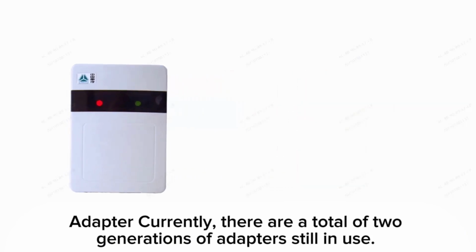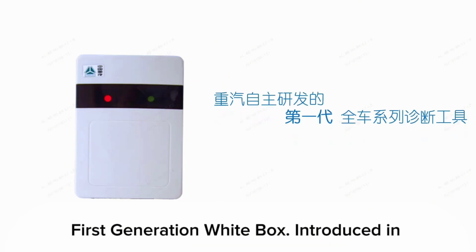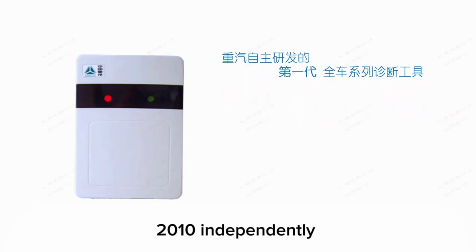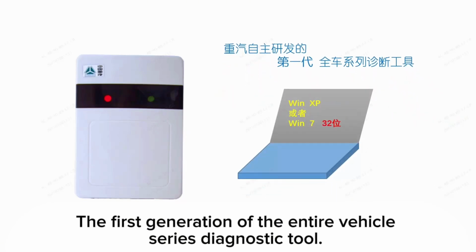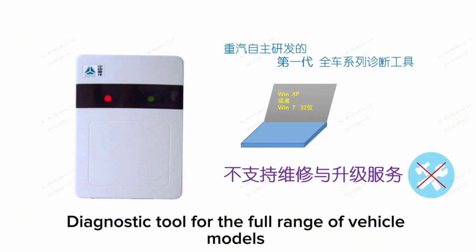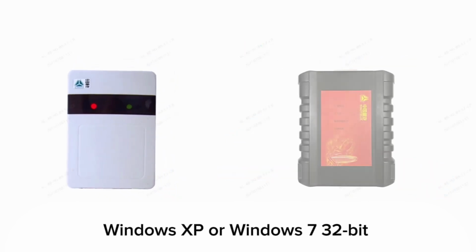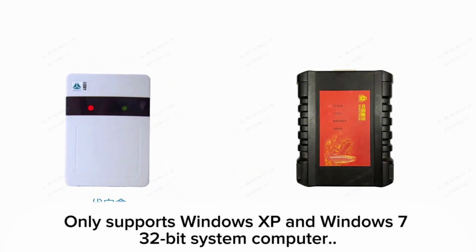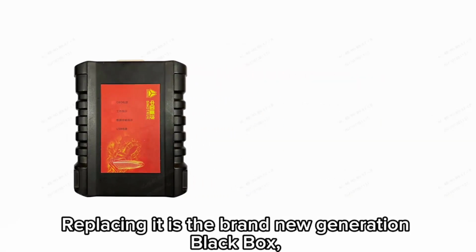Currently, there are a total of 2 generations of adapters still in use. The first generation white box was introduced in 2010, independently developed by Sinotruk. It is the first generation diagnostic tool for the full range of vehicle models. But due to the long passage of time, it only supports Windows XP or Windows 7 32-bit computers. Replacing it is the brand new generation black box.